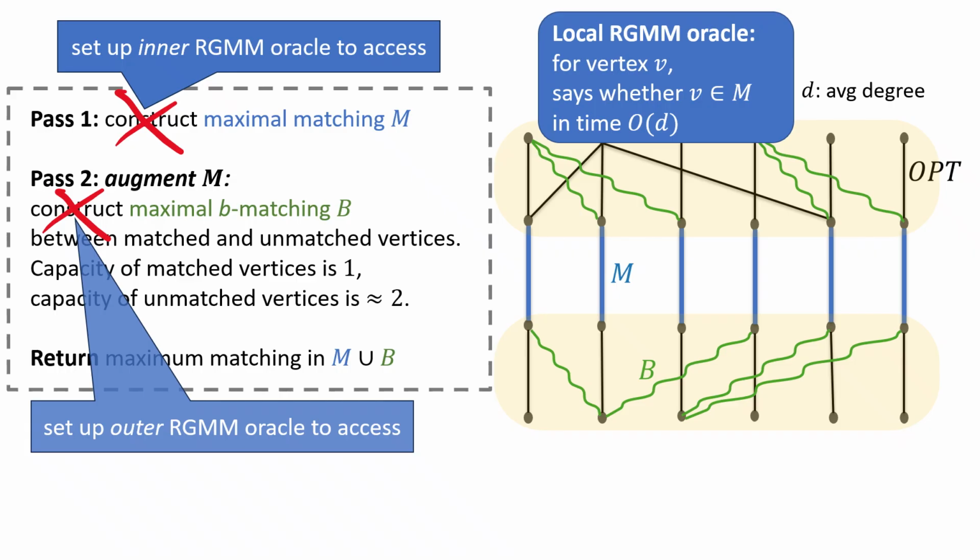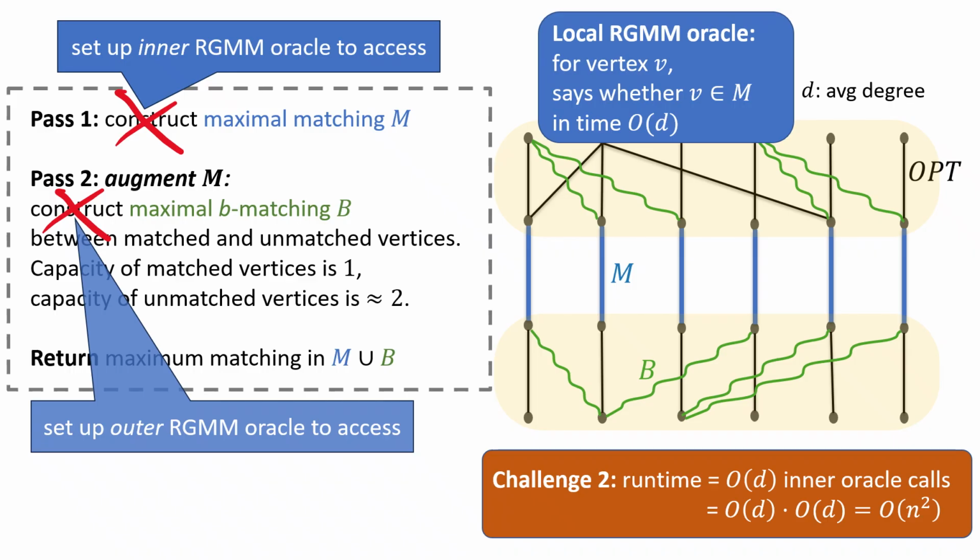Now, the important thing here is that this oracle for B will need to operate in this subgraph between the matched and the unmatched vertices. If it looks at some vertex, it needs to know whether that vertex is matched in M or not, which means that it needs to call this inner oracle for M. This is why we call the first oracle the inner oracle, and the second one the outer oracle, because it calls the inner one. Yeah, this spells trouble, right? Because there are all of the outer oracle calls, but then each inner oracle call also takes all of the time. So that unfortunately leaves us with n squared. So we need some more ideas, definitely.